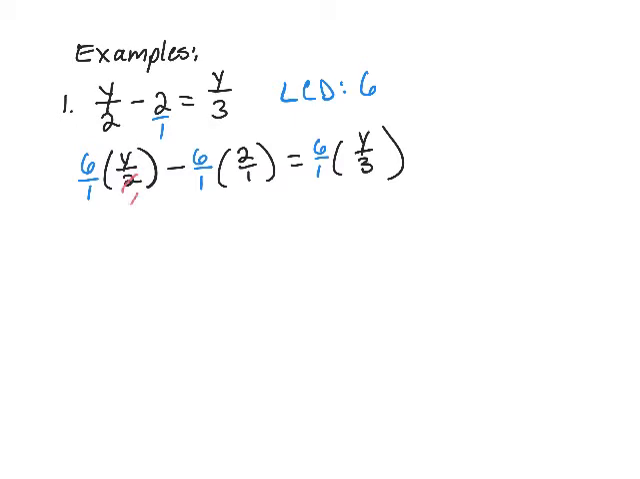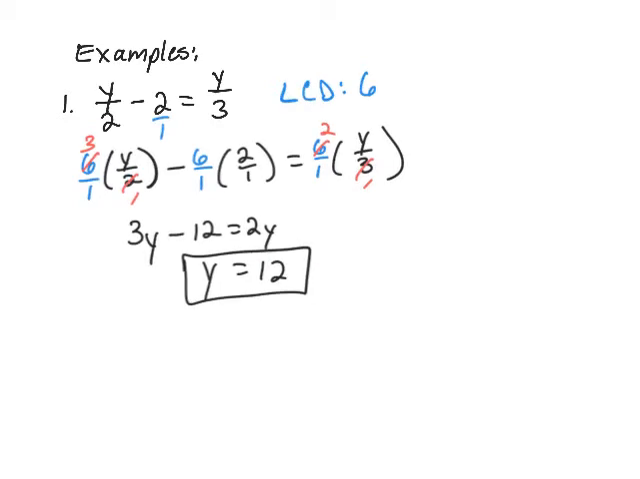So then we can reduce. That's a 3. That doesn't reduce. That's a 2. And our new, simpler equation is 3y minus 12 is equal to 2y. So y is going to be 12. You can always check your work by substituting back in. If I just did that mentally, I would have 6 minus 2 is equal to 4, and that is correct.